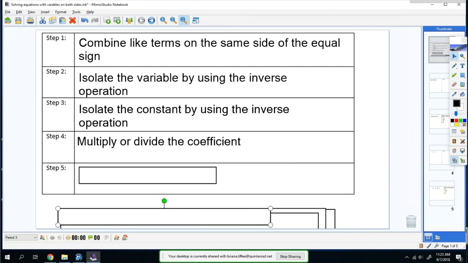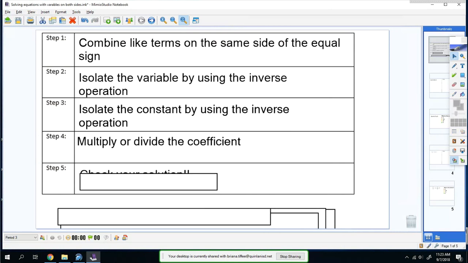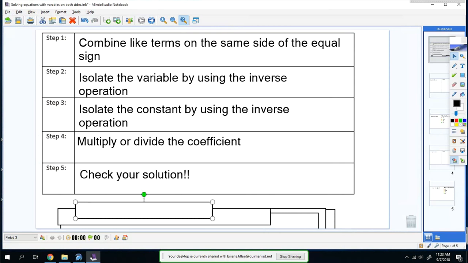Step four, multiply or divide the coefficient to be able to get the variable alone. And then step five, check your solution. What I mean by check your solution is plug it back in to see if it actually works.